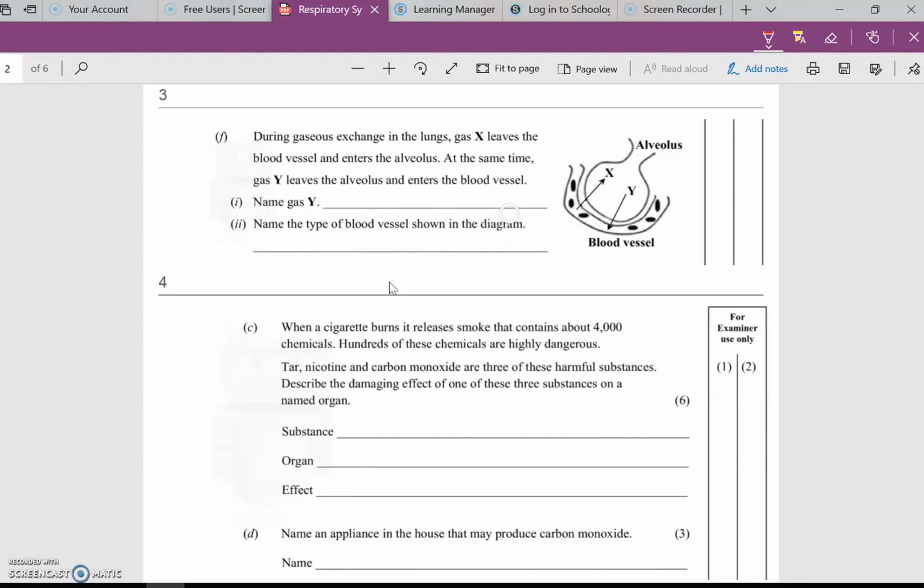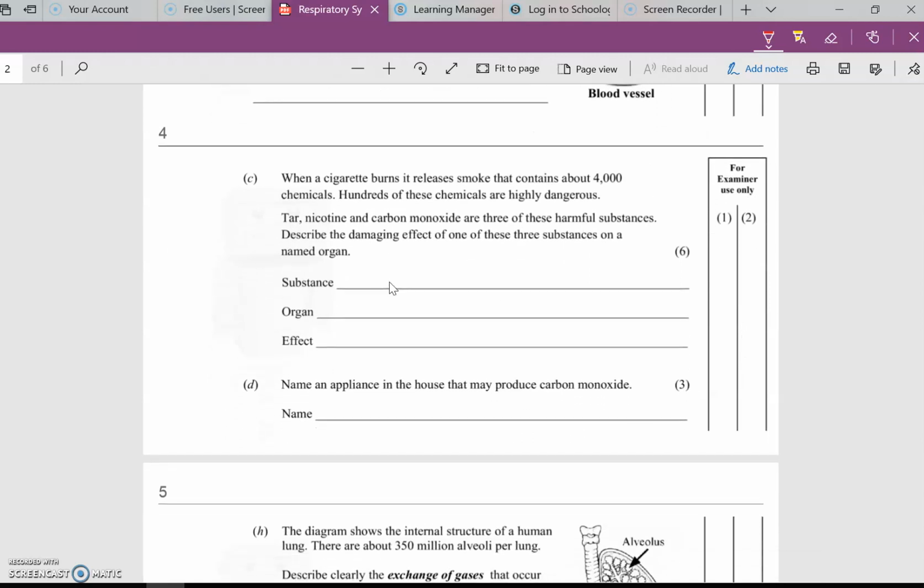And then the type of blood vessel shown in the diagram. You have your arteries going away from the heart. You have your veins going to the heart. And then we talk about these tiny blood vessels connecting arteries to veins and wrapped around alveoli. That one there is called a capillary.